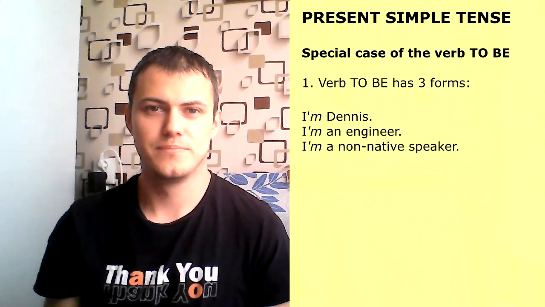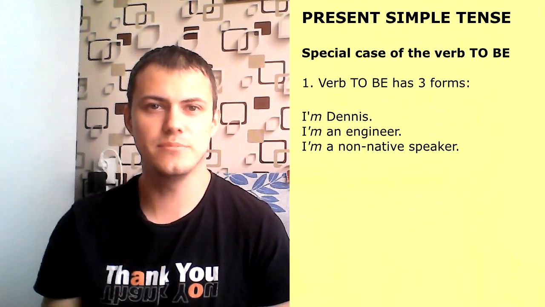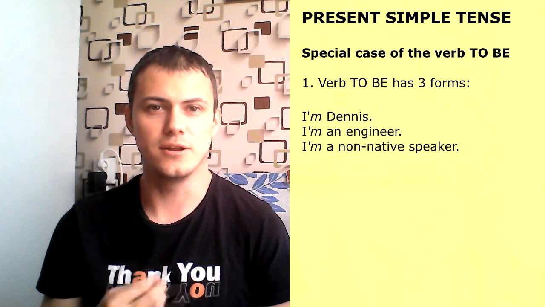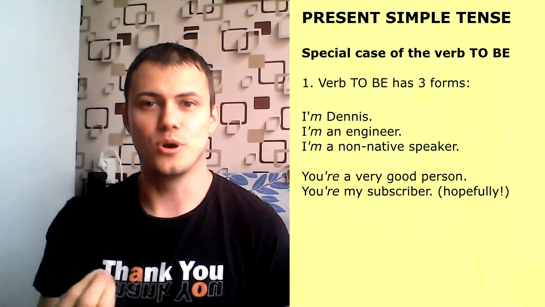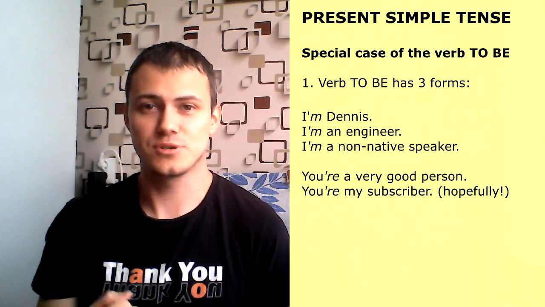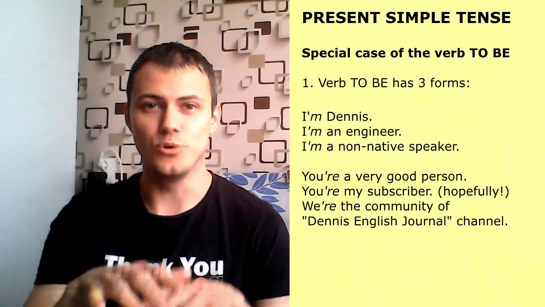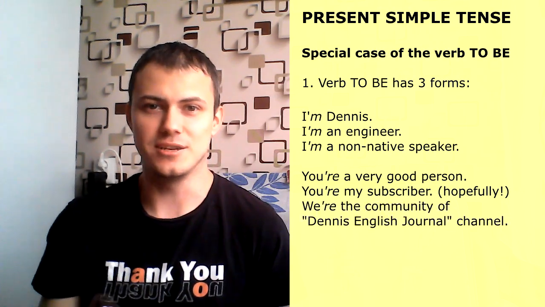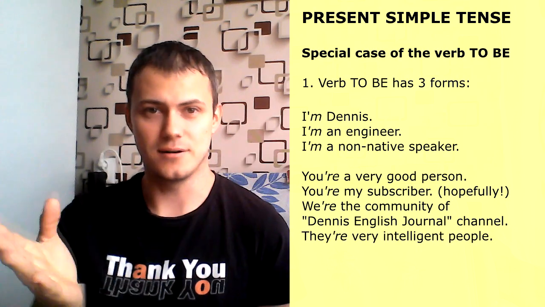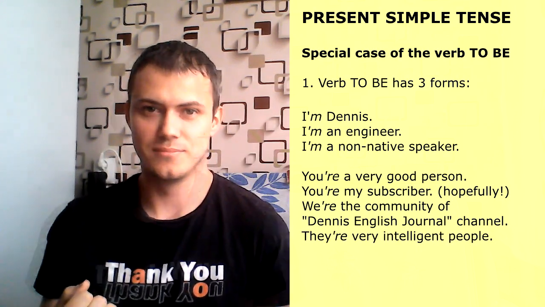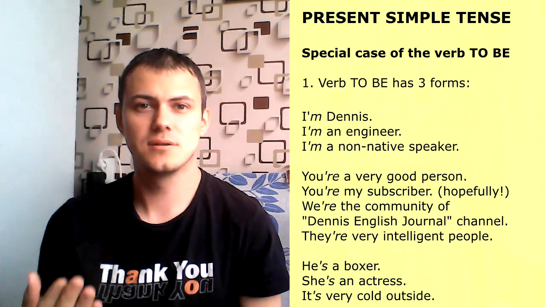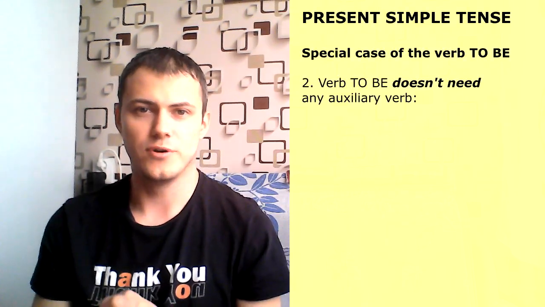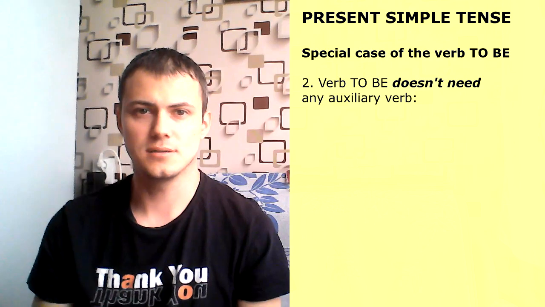For example, I'm Dennis. I'm an engineer. I'm a non-native English speaker. You are a very good person. You are my subscriber. Hopefully, we are the community of Danish English Journal. They are very intelligent people. He's a boxer. She's an actress. It's very cold outside.